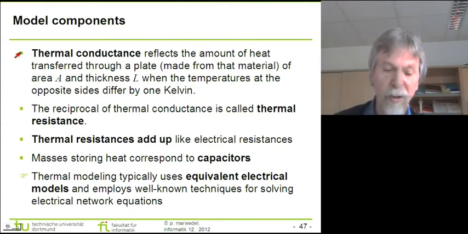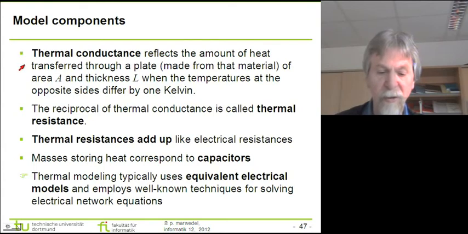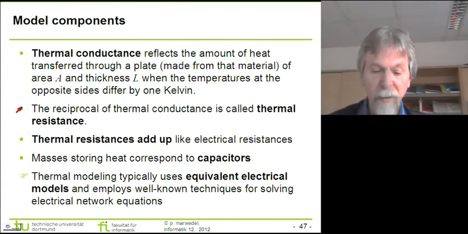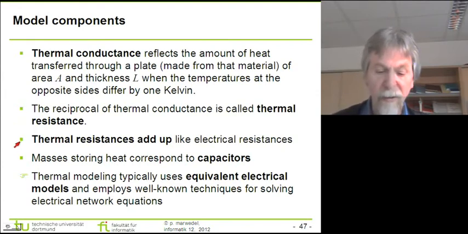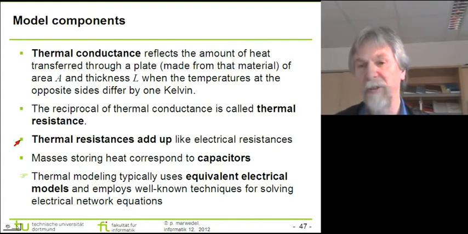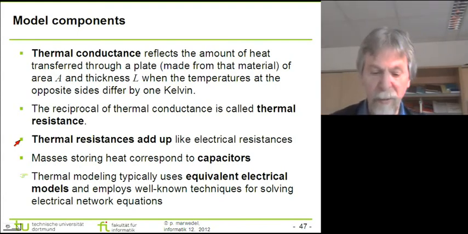When we do thermal modeling, we typically use a value which is called thermal conductance. Thermal conductance reflects the amount of heat which is transferred through a plate made from a particular material of area A and thickness L when the temperatures at the opposite sides differ by 1 degree Kelvin. The reciprocal of thermal conductance is called thermal resistance, and it's interesting to note that in thermal modeling we can add thermal resistances up like we add electrical resistances when we consider electrical networks.